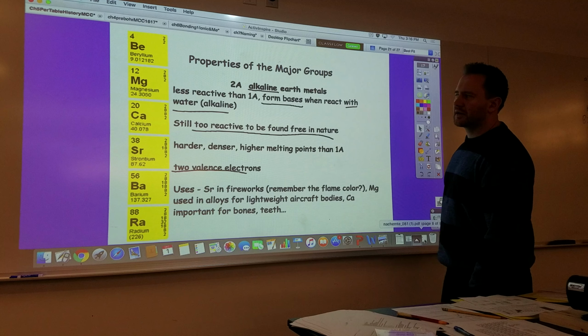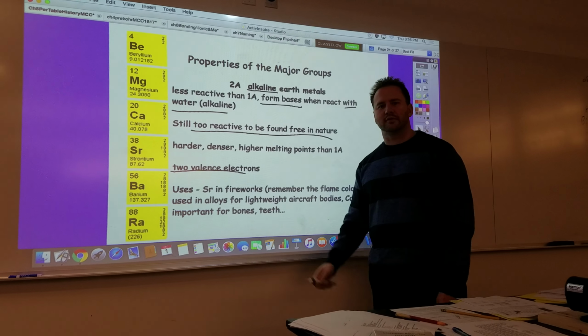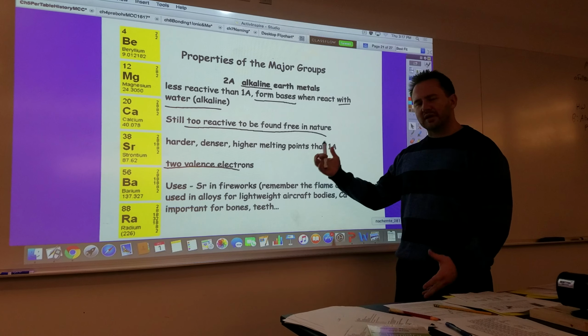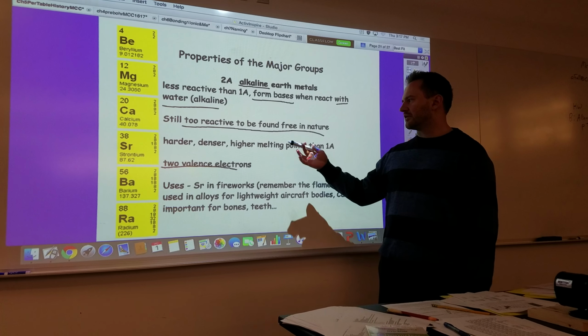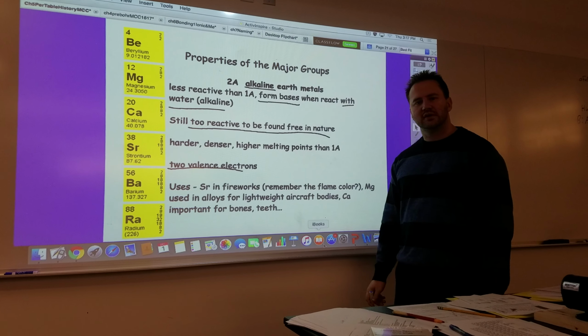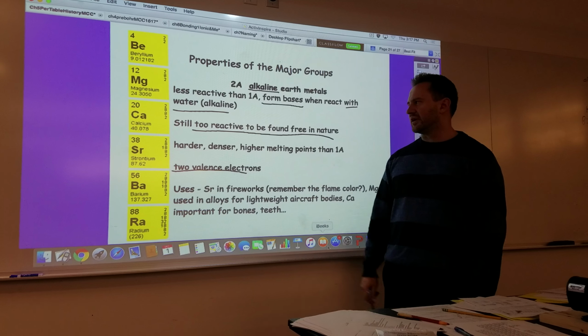The next group, the alkaline earth metals, is like the little brother of the alkali metals. They're a little bit less reactive, but you're still never going to find them in nature because they're too reactive. They're harder, more dense, they have higher melting points than the alkali metals, and they have two valence electrons.